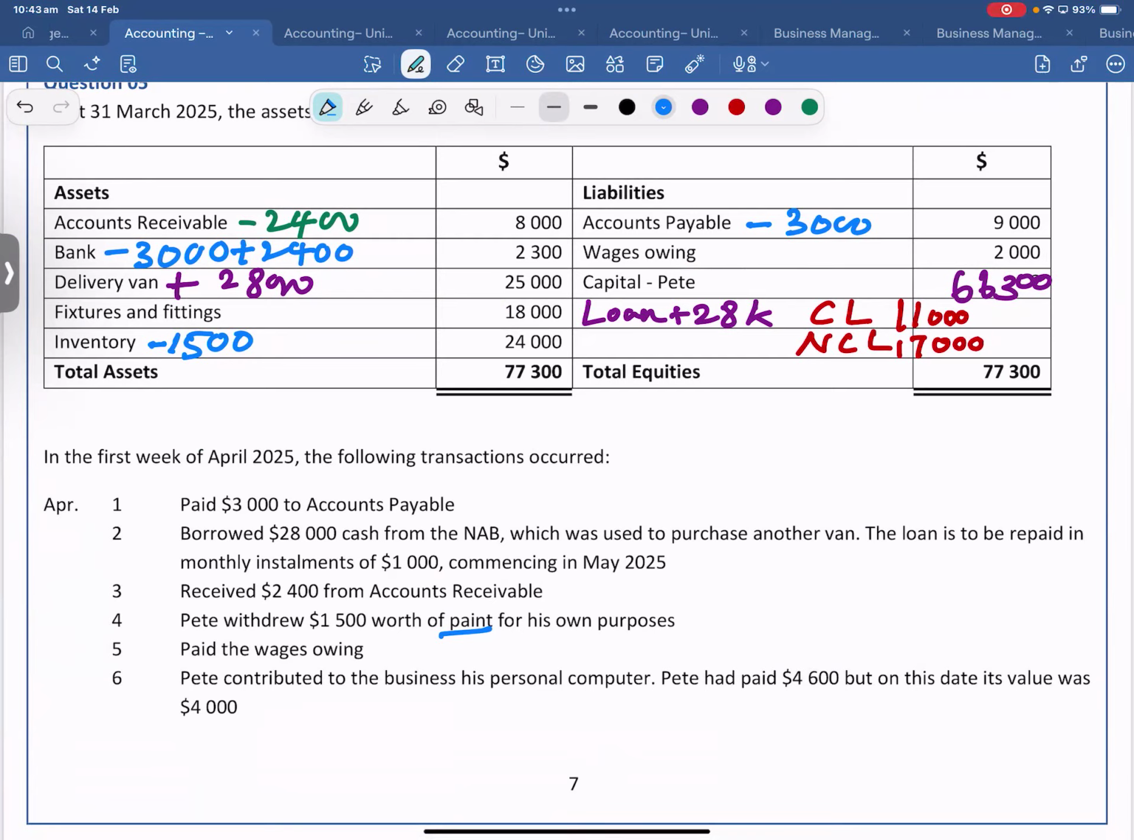1,500. He withdrew it for his own purposes. Can the owner withdraw business items for his personal use? He can. Yeah, nobody can stop it. But what we have to do is record it.